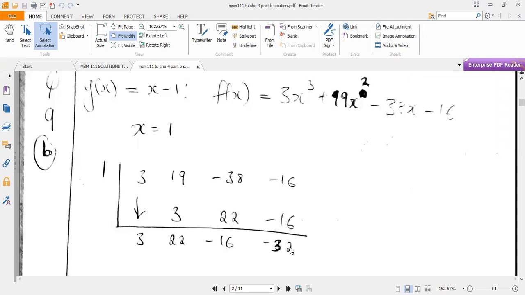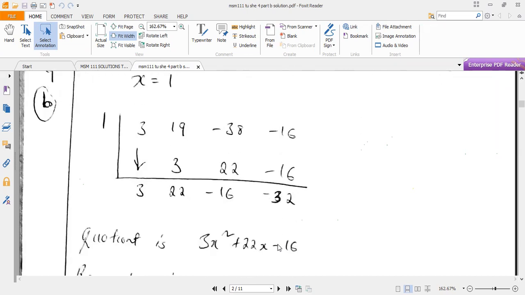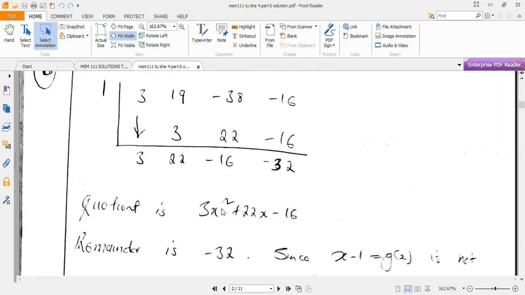We want to prove that g of x is a factor. Is that a factor? We have the remainder here. The negative 32 is our remainder. So what's our conclusion? We know that the quotient is 3x squared, the 3x there, isn't it? Plus 22x minus 16, our constant, right?